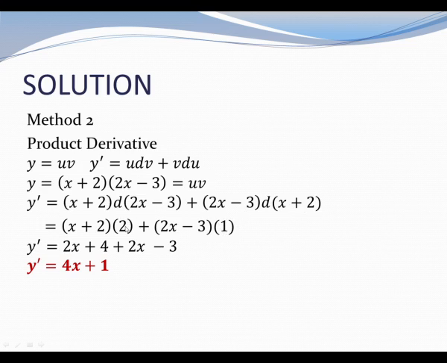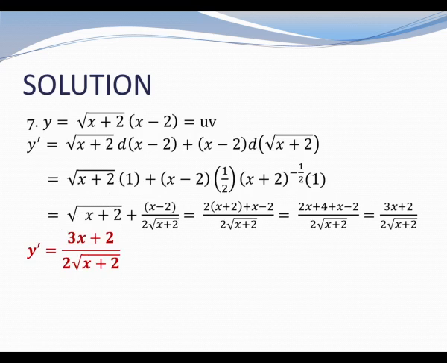And then simplifying, distribute the 2, so we have 2x plus 4. On the other term, we have 2x minus 3, and then combining similar terms, we have 2x plus 2x, and that will be 4x, 4 minus 3, and that will be 1. So we can have that the y prime is equal to 4x plus 1, which is also the same answer as in method number 1.